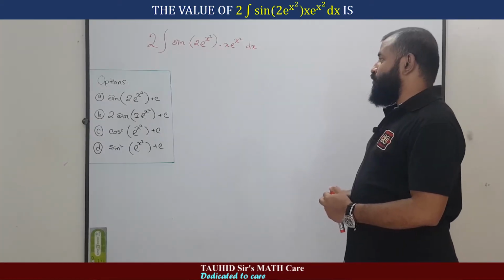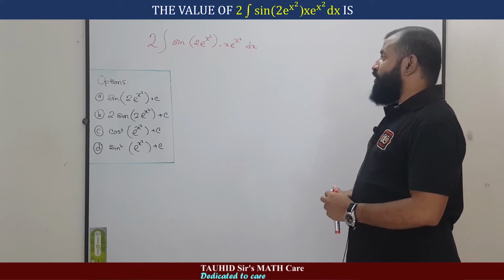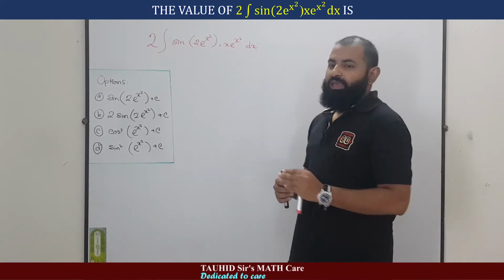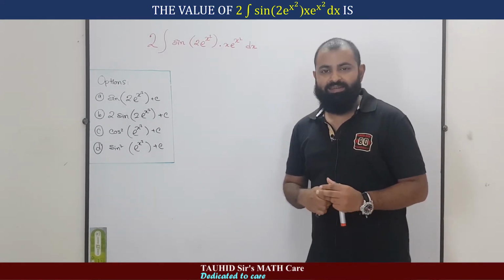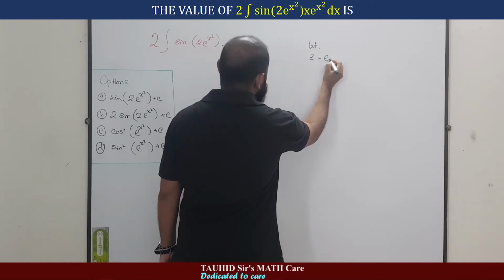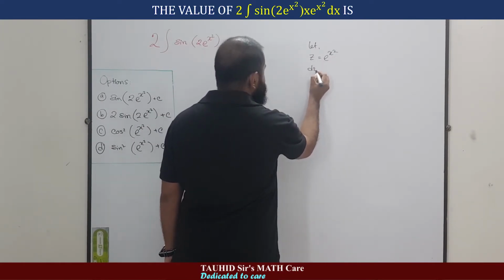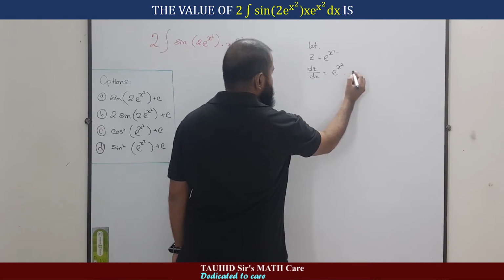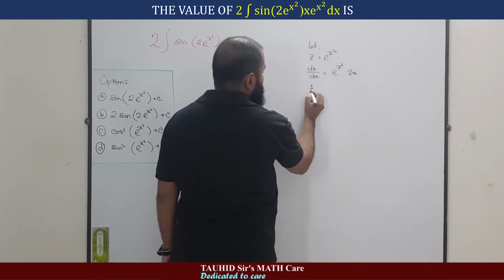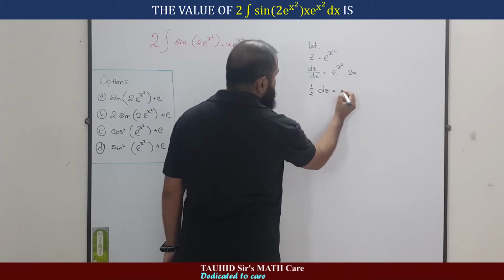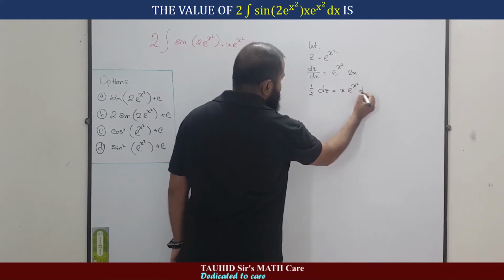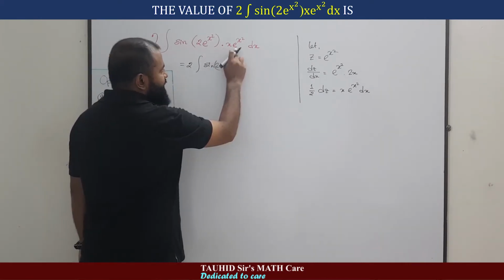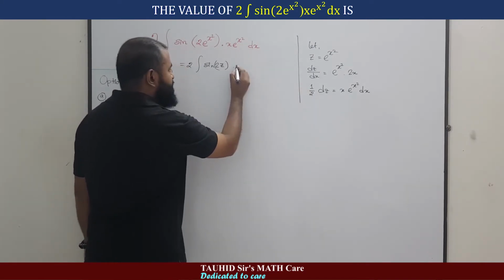We will need to make some little assumptions of substitution. We will assume something as z so that another part from this equation will be seen as dz dx. Let z equal to e to the power x square. That means dz dx equal to e to the power x square into, after differentiating x square we get 2x. That means 1 by 2 dz equal to x e to the power x square dx. So 2 integration of sine 2z x e to the power x square dx equal to half dz.